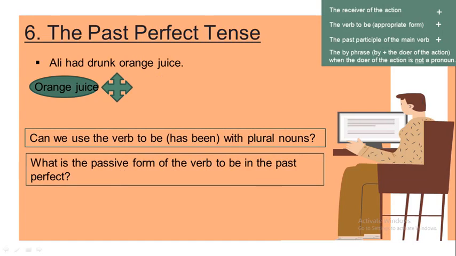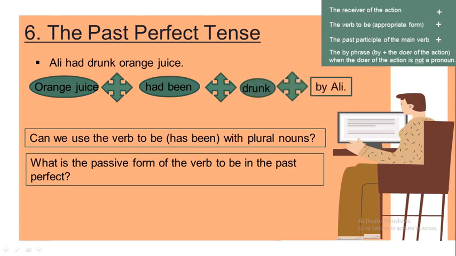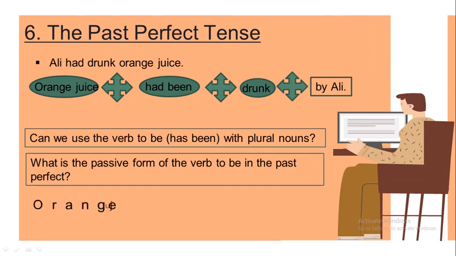I want you to think of it. If we used has or have been in the present perfect, what will we use in the past perfect? Excellent. We'll use had been plus the verb in the past participle, which is drunk, and then the by phrase by Ali. And the passive voice will be orange juice had been drunk by Ali. We use the verb to be had been with singular and plural objects.